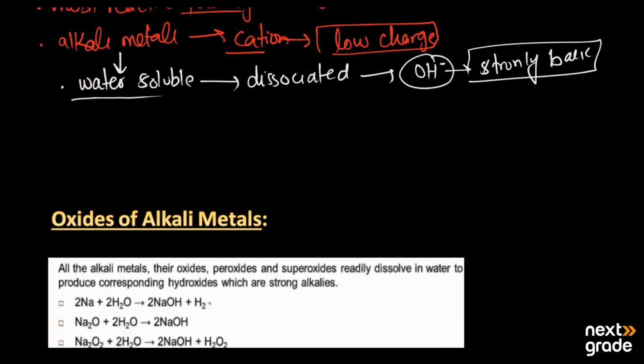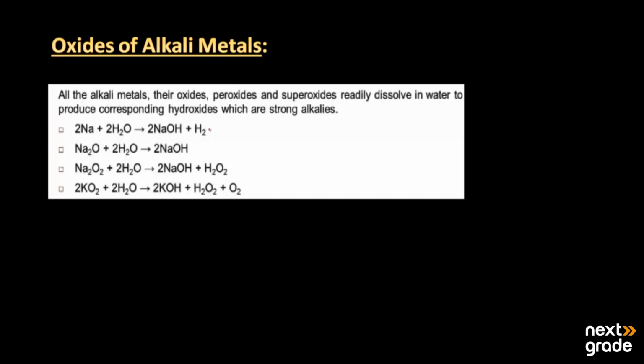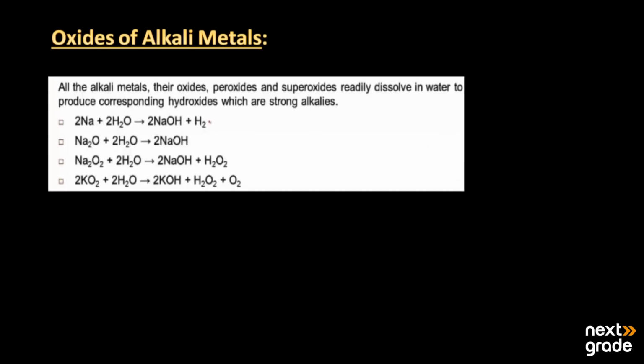After that, we have the oxides of the alkali metals. All the alkali metals form oxides. They can change into peroxides, they can readily make superoxides, and they dissolve in water and produce the corresponding hydroxides, which are strong alkalis. For example, take sodium first. When it reacts with water, it produces sodium hydroxide along with the production of hydrogen gas.